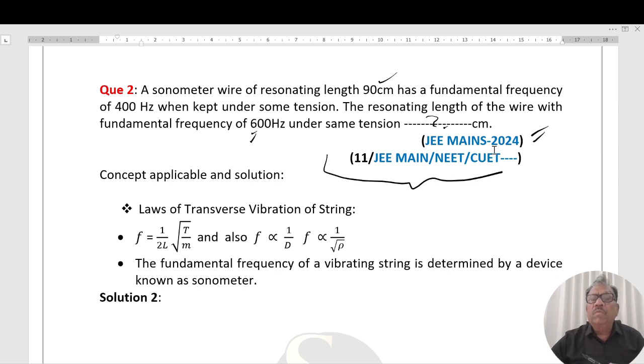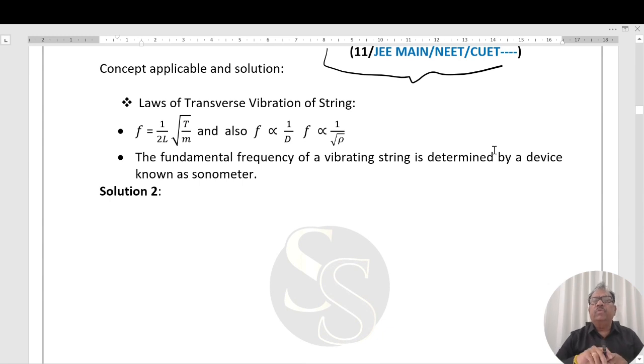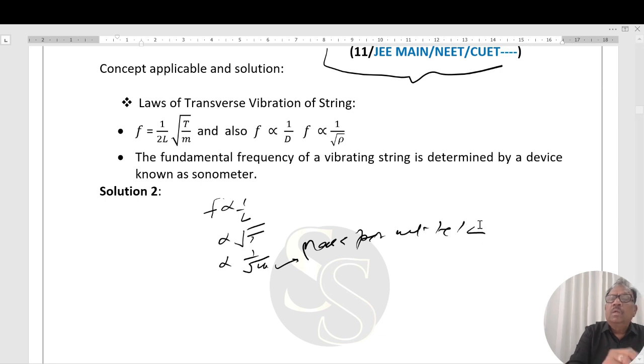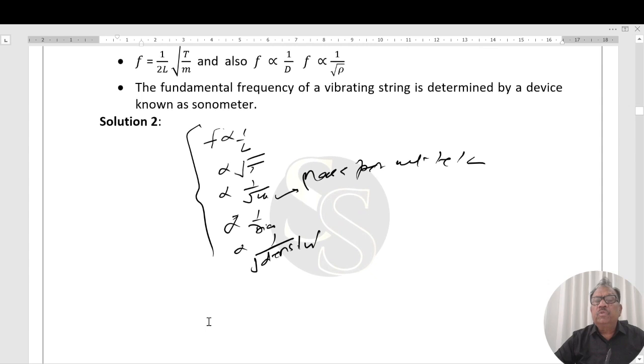Its answer can be given directly, but to clear the concept, we should know the laws. Frequency is inversely proportional to the length. Frequency is directly proportional to the square root of the tension. Inversely proportional to the square root of m. What is m? m is mass per unit length. Also inversely proportional to the diameter and inversely proportional to the square root of the density. These are the 5 laws of vibration of string.